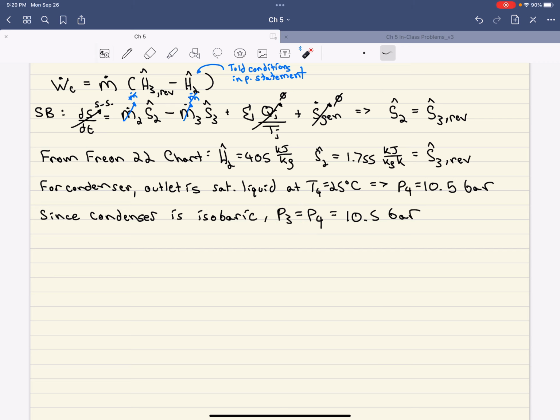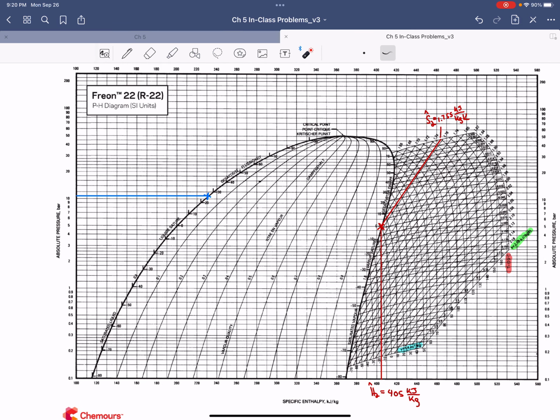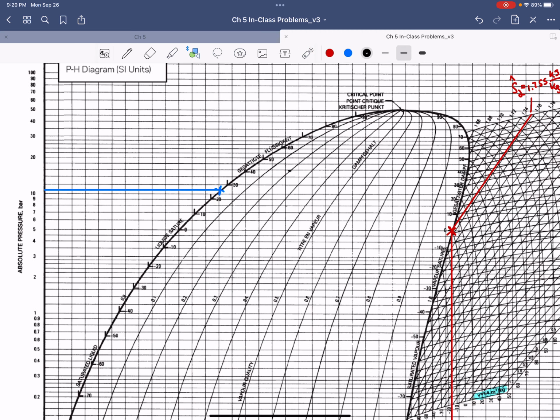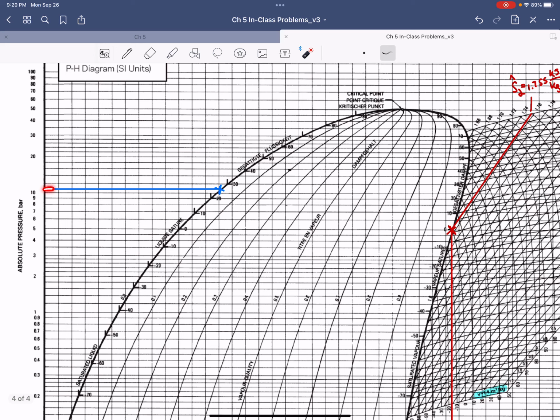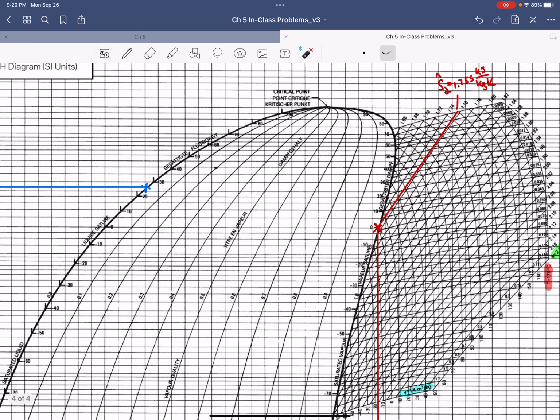and we also know its entropy. And so now for stream 3, we have two thermodynamic properties. And so since we have two thermodynamic properties, that means we should be able to get any other thermodynamic property we want for stream 3. Okay? And so to do that, once again, what we want to do is find the intersection of our pressure and entropy lines.